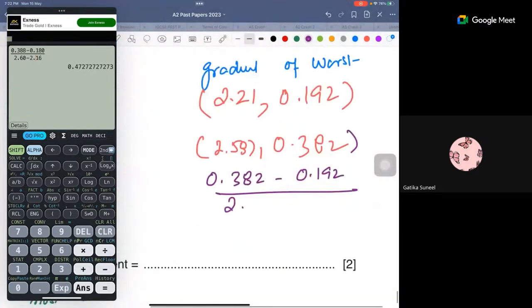Now, oh my goodness. Let's go to the next. This goes to 2.58 minus 2.21. Okay, let's do that.